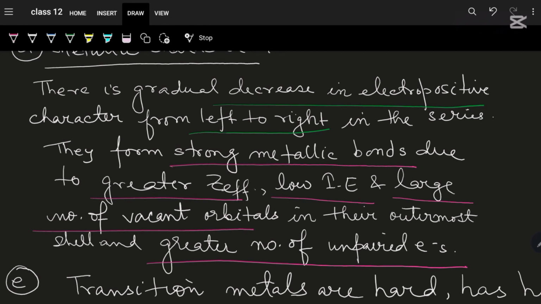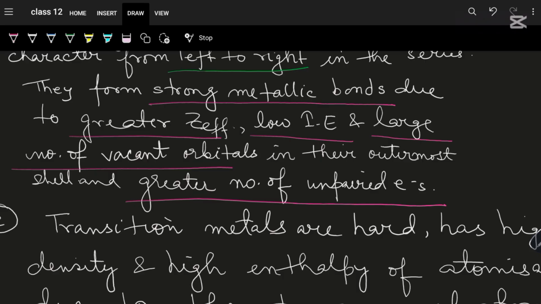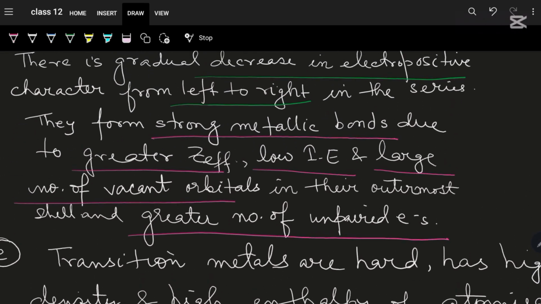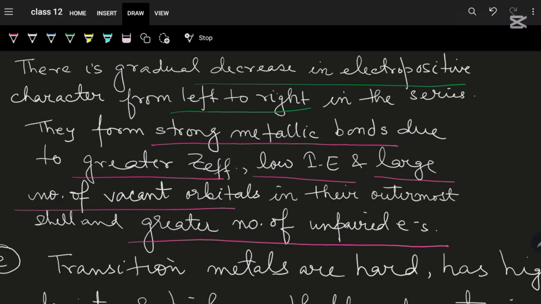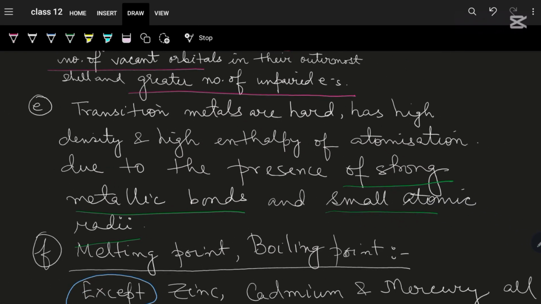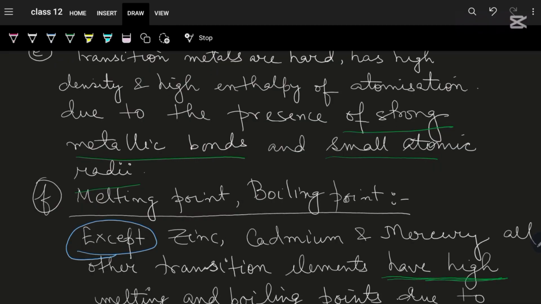Now these transition elements form metallic bonds. That means the elements that belong to the transition series are forming metallic bonds. Why? Because their effective nuclear charge is greater. They have a low ionization enthalpy and large number of vacant orbitals in their outermost shell and greater number of unpaired electrons. Remember to give all the essential points, give the key points that connect one logic, one reason to the other. Now, transition metals are hard and have high density, have high enthalpy of atomization.